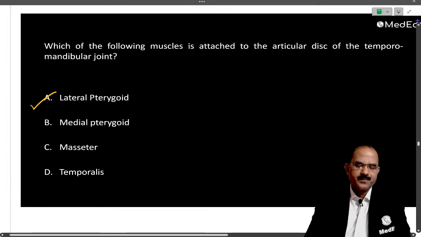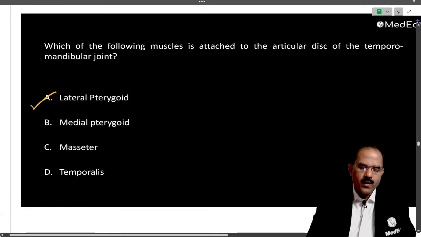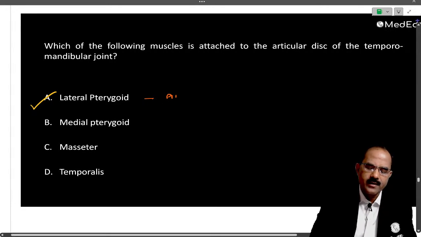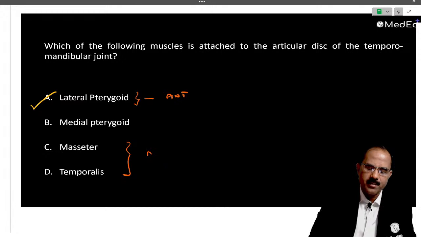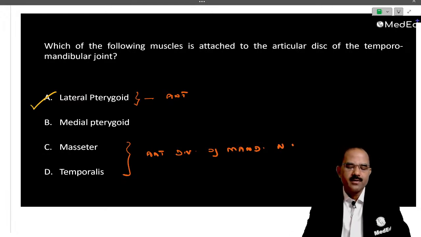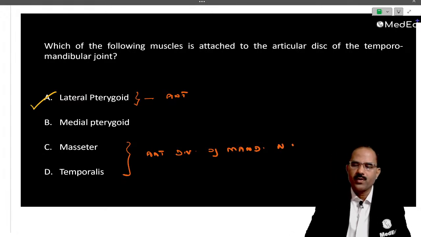Clear to all of you? Tell me. Who's going to supply the lateral pterygoid? That's the lateral pterygoid, masseter, and temporalis. These three are supplied by the anterior division of the mandibular nerve. The anterior division of the mandibular nerve supplies the lateral pterygoid, the masseter, and the temporalis.